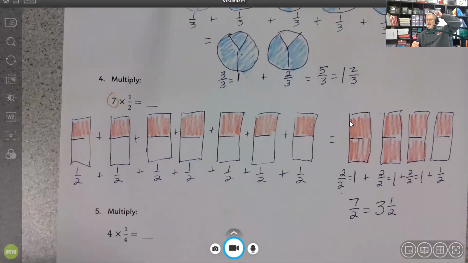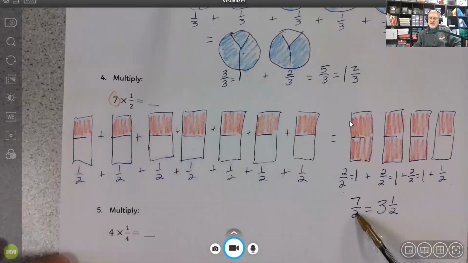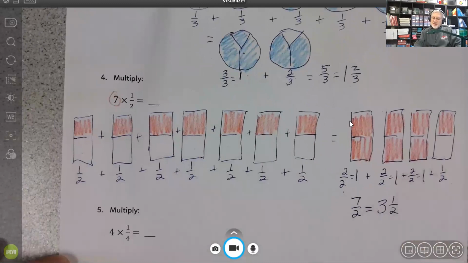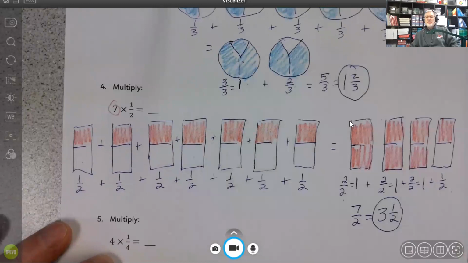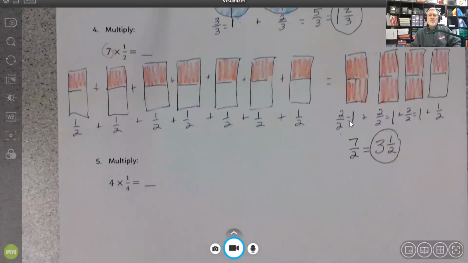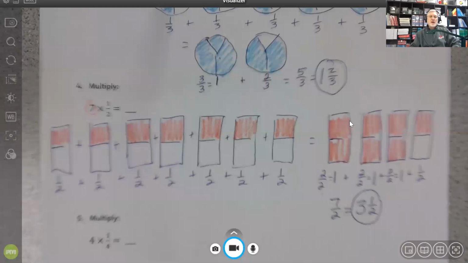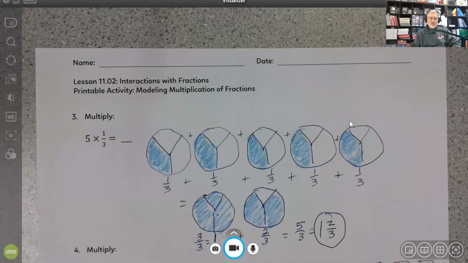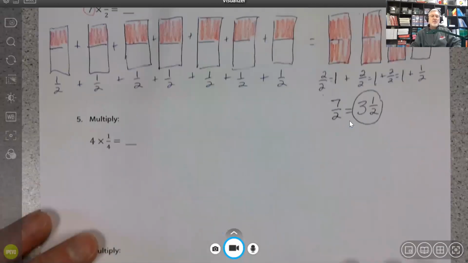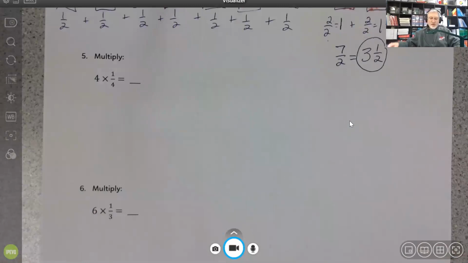Now, when you complete these, you don't have to do your improper fraction. You can just add up your whole numbers plus your fraction. But your answer should be in a mixed number if you have more than 1 whole, okay? More than 1 whole. All right, so we finished number 3, number 4, and now we're going to go to number 5. Number 5 is 4 times 1/4.